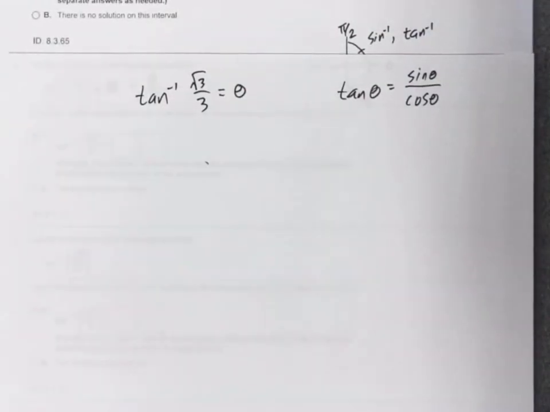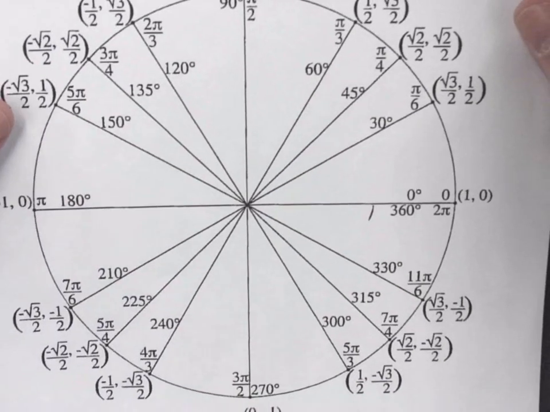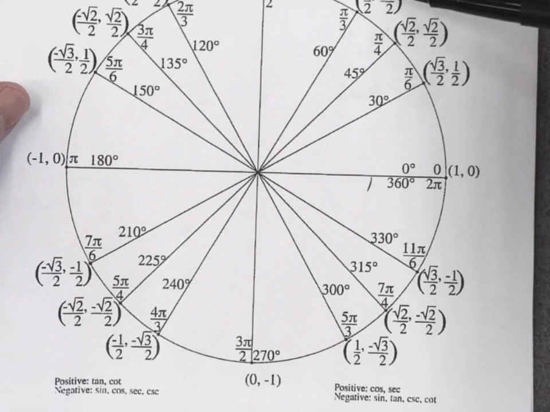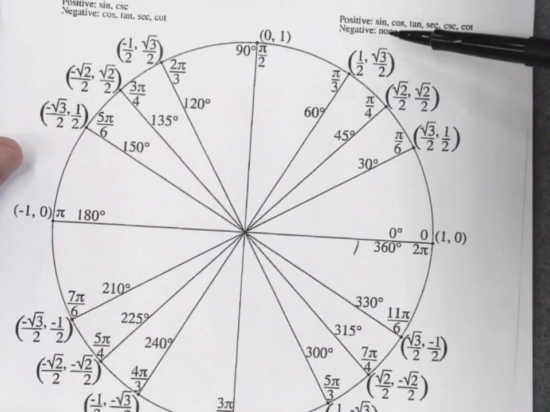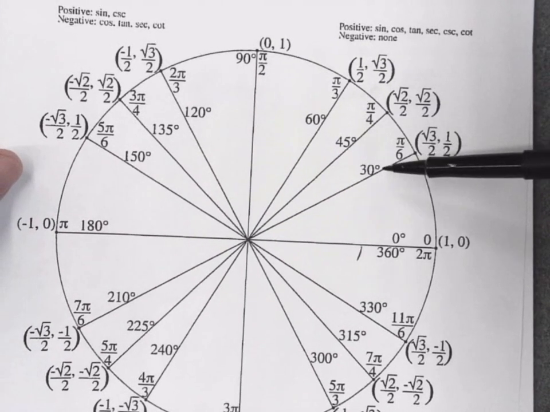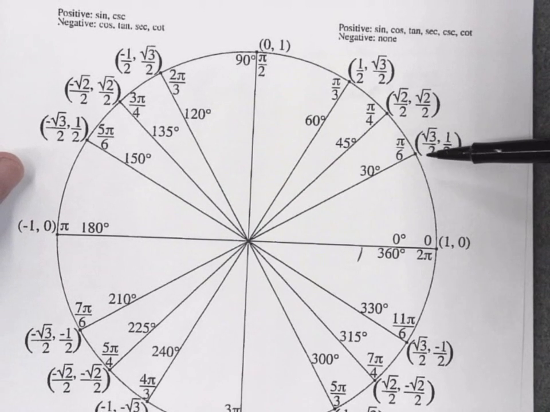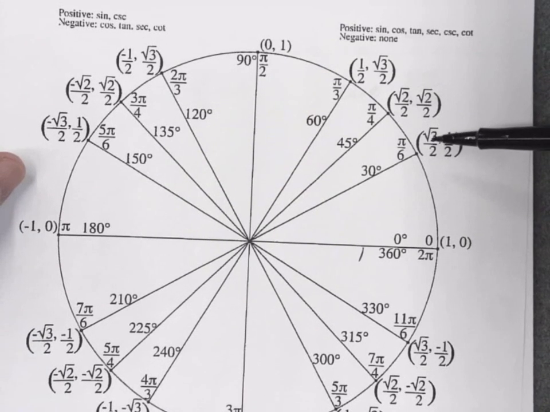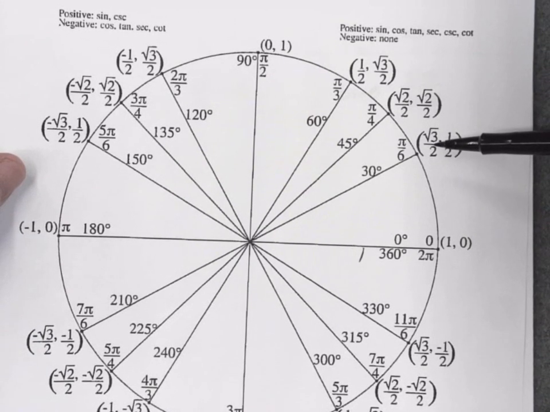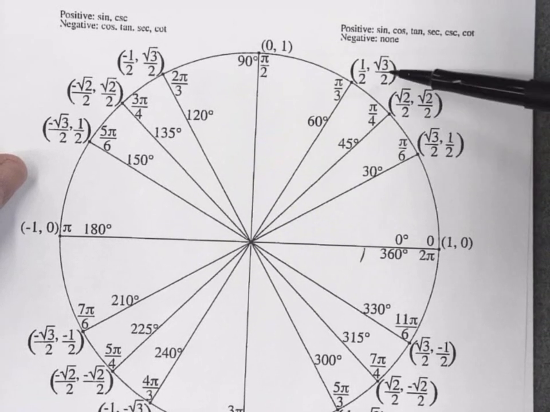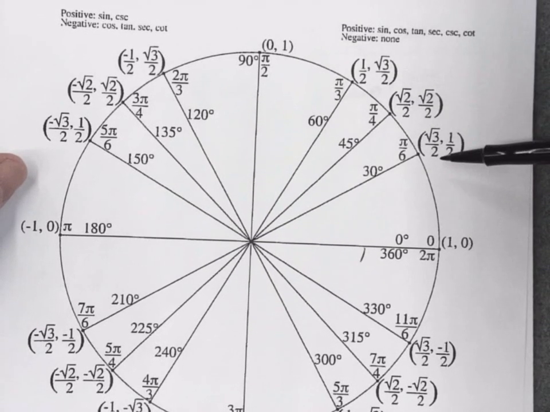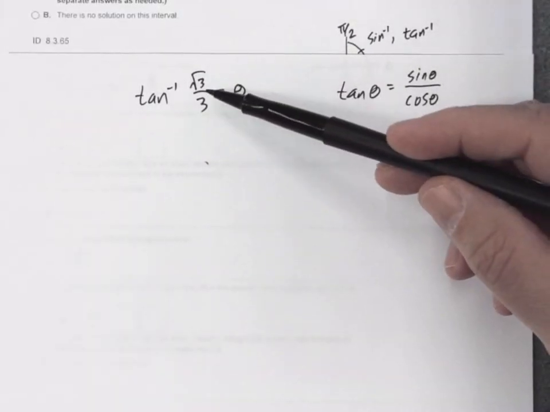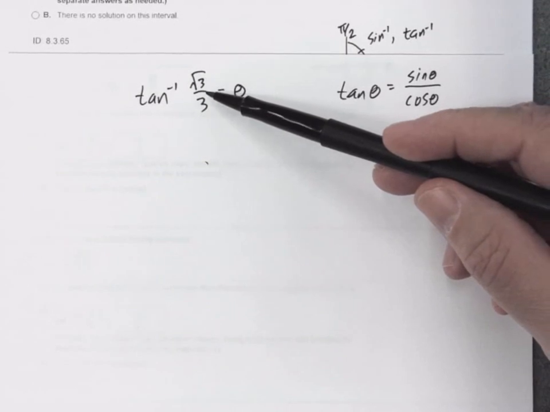Now if I go to the unit circle, some square roots of 3 do appear on the unit circle. For instance, it looks like the sine of pi over 3 is square root of 3 over 2. There's a square root of 3. And down here at pi over 6, it looks like the cosine is square root of 3 over 2. So this gives me a clue that the angle I'm looking for is probably one of these two, because these are the two places where a square root of 3 pops up, and I need a square root of 3 for my tangent.